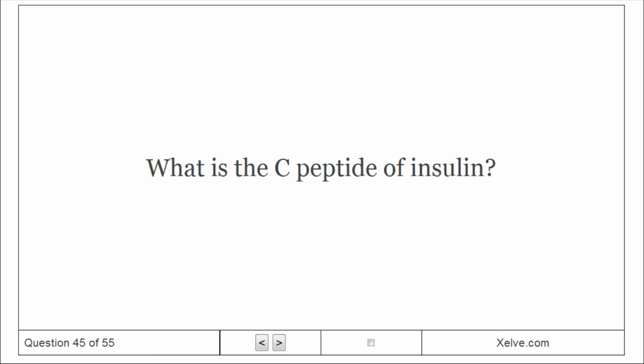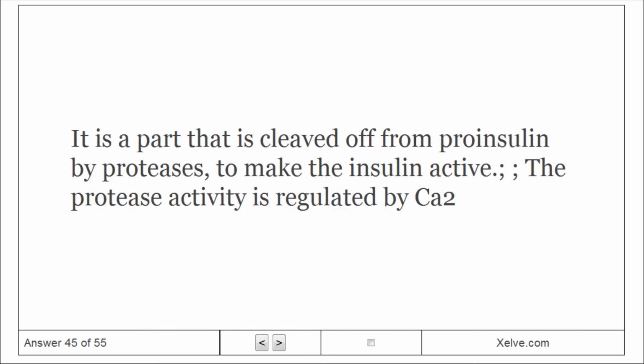What is the C-peptide of insulin? It is a part that is cleaved off from proinsulin by proteases to make the insulin active. The protease activity is regulated by circuit 2.